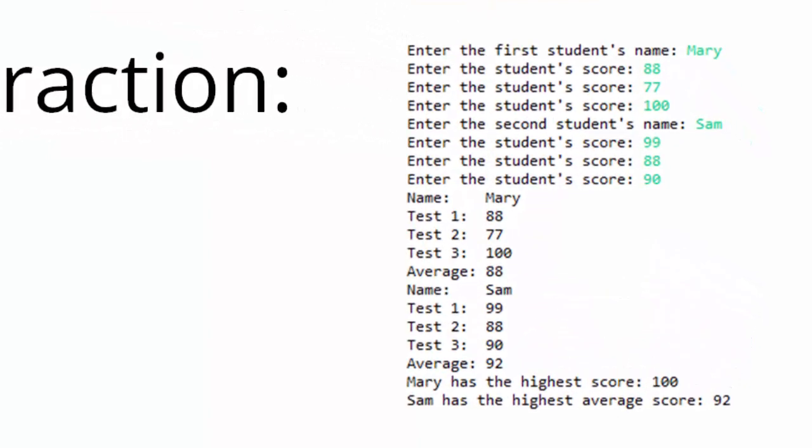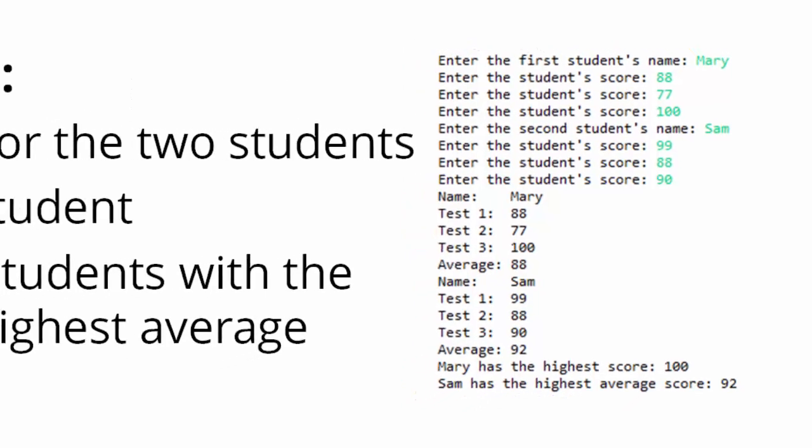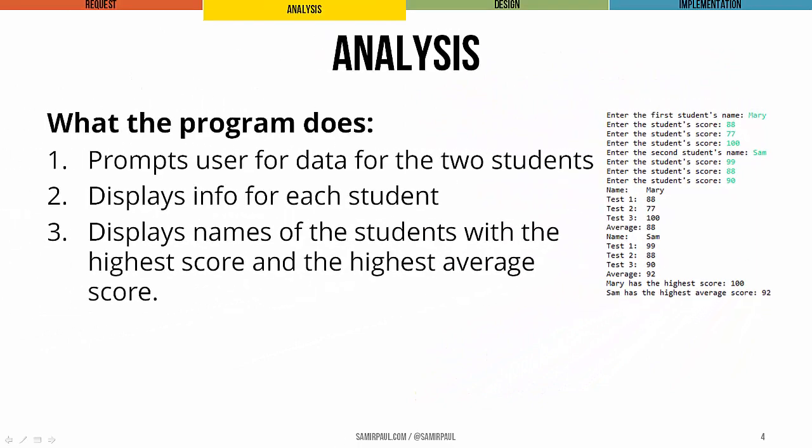Here's an example of what interaction in this program might look like. It's pretty straightforward. We first prompt for the first student's name and test scores, then we prompt for the next student's name and test scores, we print out all the information, and then we print who had the highest score and who had the highest average score. It's not a terribly complicated program, and in the past 2 lectures, we've already seen that we basically have the methods that we need in the student class in order to do these things.